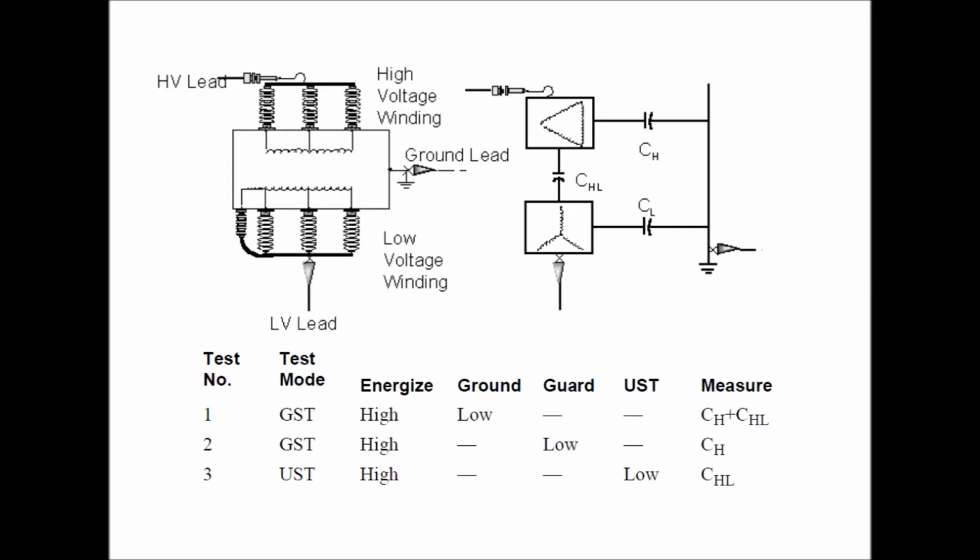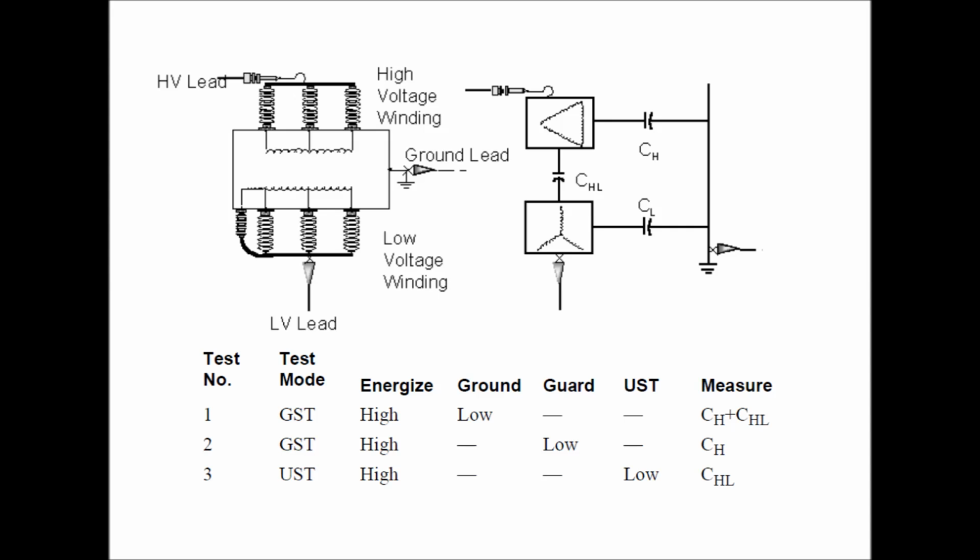So there are three methods. The first method is GST. In the grounded specimen test, the high voltage cable is connected to the high voltage side, and ground is connected to the low voltage cable. By means of the GST, that is the grounded specimen test, we can measure the CH and CHL, that is the sum of the CH and CHL.